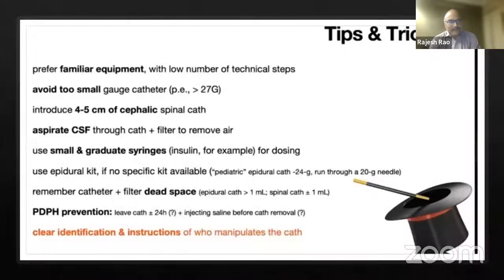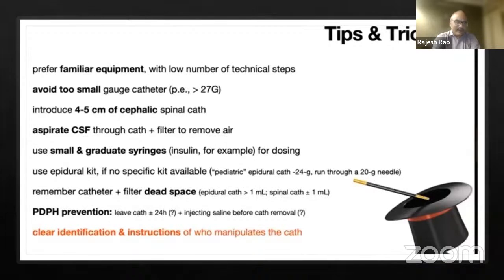For dosing, use an epidural kit if no specific kit is available. The pediatric epidural catheter is 24 gauge, which goes through a 20 gauge needle. Remember the dead space: the catheter and the filter in the epidural catheter is about 1 ml. And for PDPH prevention, leave the catheter behind for 24 hours, injecting saline before removal of the catheter.